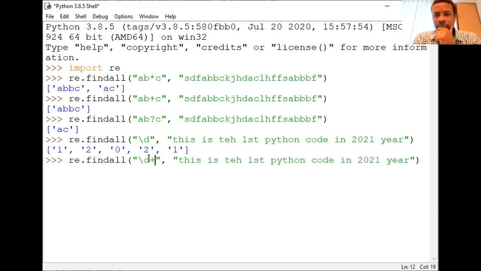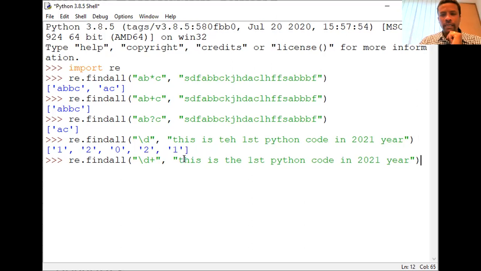What does plus mean? It should appear one or more times. So it means if it occurs one time or the first instance, that's good. But if there are upcoming elements, then it's going to combine them together. So in this case, what would be the result? 1, 2, 0. Only 1, 2, 0.